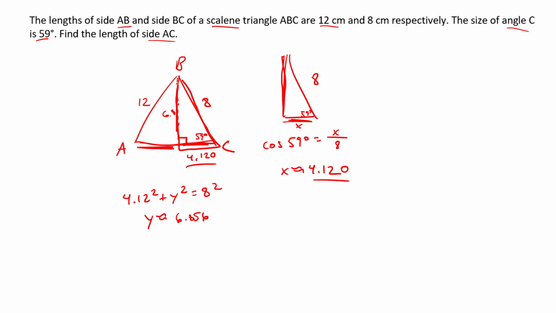Now I could solve for this. Again, trig would be difficult because you don't have an angle over here, but you could just use Pythagorean theorem. So you could say 6.856 squared plus, let's just call this w, equals 12 squared. And go ahead and get that. So 144 minus 6.856 squared, take the square root, and I get 9.849.